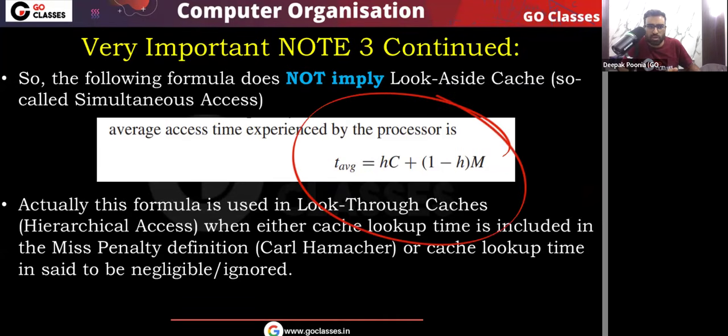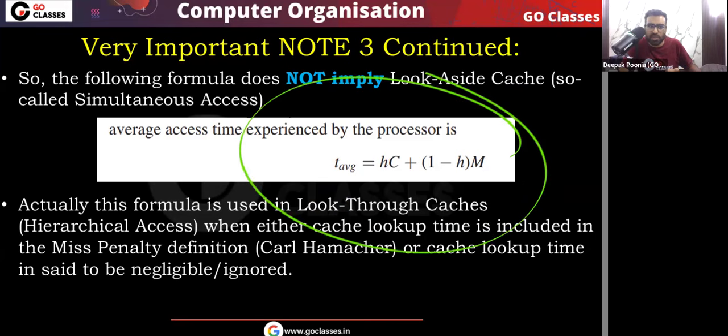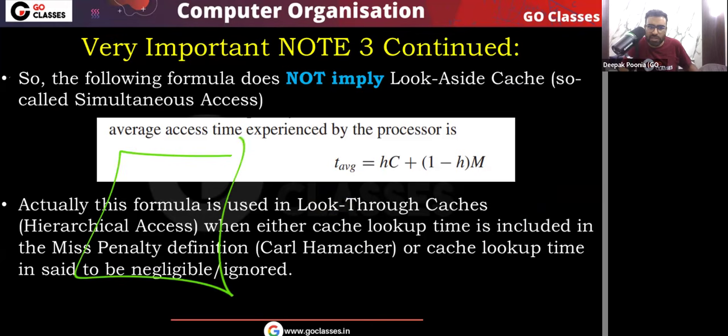So please understand that this formula does not imply look aside cases, or the so-called simultaneous access. Is this clear? We use this formula in the hierarchical access when the cache memory search time is said to be ignored, or negligible, or included in the miss penalty, or included in the main memory access time.